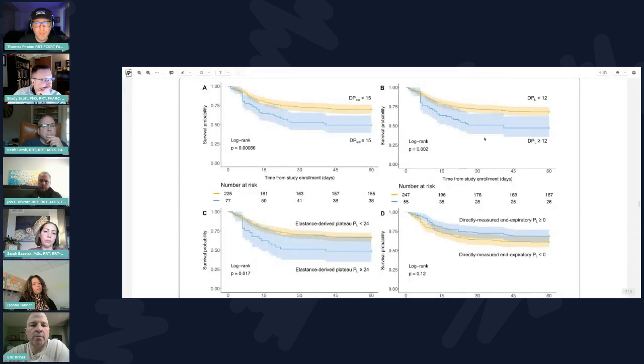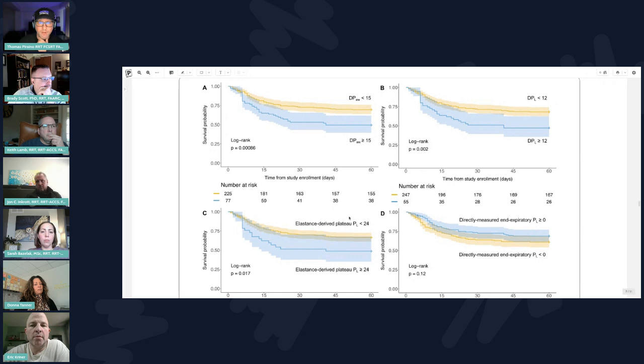And this paper by Lu Chen and colleagues, they actually looked at elastance-derived transpulmonary pressure, which regionally reflects the non-dependent regions, so at most risk of injury, because this is the baby lung essentially. And then they looked at driving pressure less than 15. They looked at transpulmonary driving pressure.